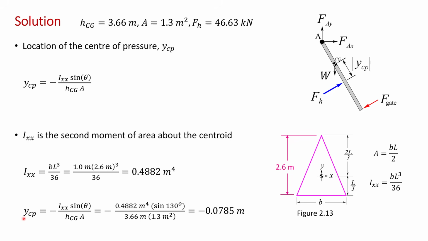Now we can calculate this distance y_CP. I_xx is 0.4882 meters to the fourth. Here we can take sine 130 degrees or sine 50 degrees, the depth of the centroid, which is 3.66 meters, and the area of the gate, which is 1.3 meters squared. And that works out to a distance of minus 0.0785 meters. So that's the distance below the centroid here where the hydrostatic force acts.